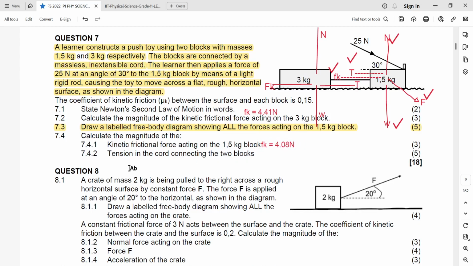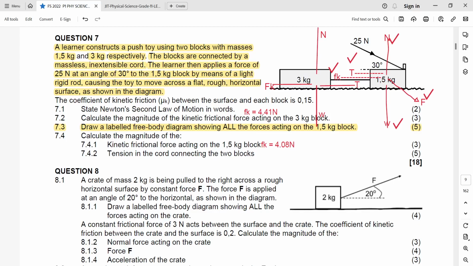The last question, tension: calculate the magnitude of the tension in the cord connecting the 2 blocks. So they want the value of force T, or the applied force to the 3 kg block, which is the tension, or the frictional force acting as a tension on the block of 1.5 kg. So they're looking for that. In other words, you can start with the 1.5 kg block or the 3 kg block. It's up to you. I'll just give a hint on how you do it.